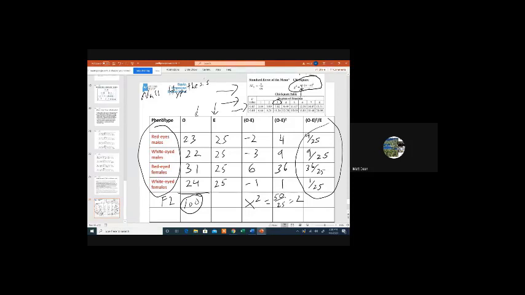And unless you're told otherwise, you're always going to use the 0.05 probability value. So we want to go to where this 3 column and 0.05 row intersect. And they intersect right here at 7.82. 7.82 is called our critical value.